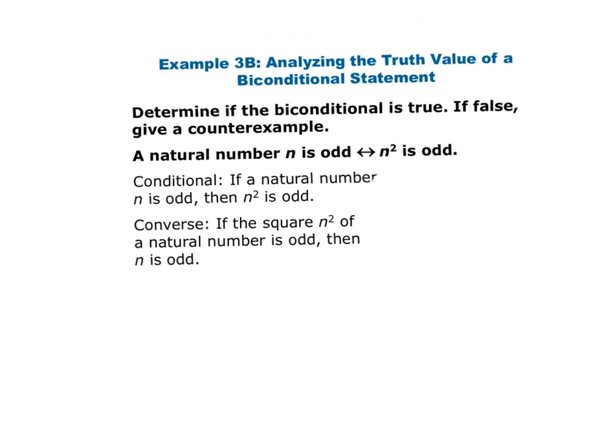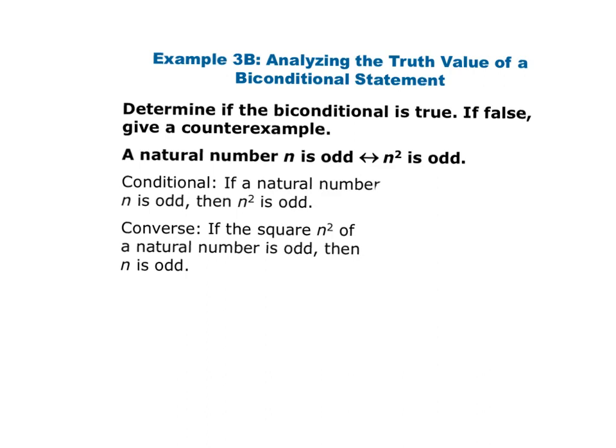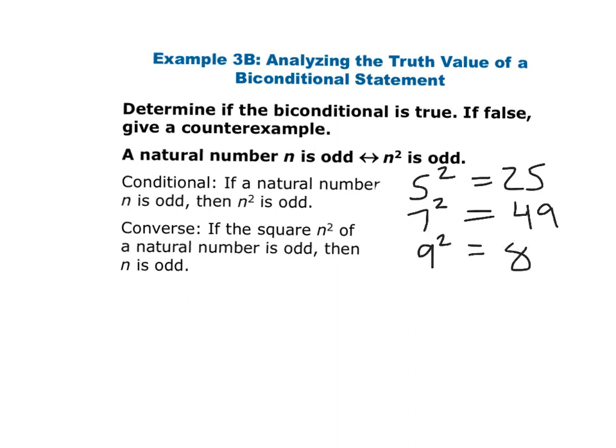Determine if the biconditional is true. If false, give a counterexample. A natural number n is odd if and only if n squared is odd. So if a natural number n is odd, then n squared is odd. So if we have an odd natural number, let's say 5. What's 5 squared? 25. If we have 7, what's 7 squared? 49. 9 squared? 81. All of these numbers are odd, so therefore the conditional is true.